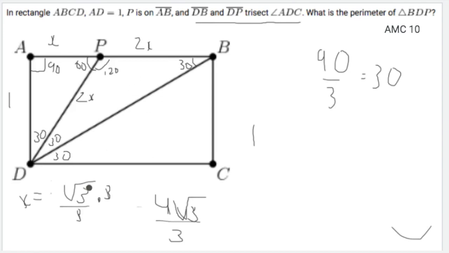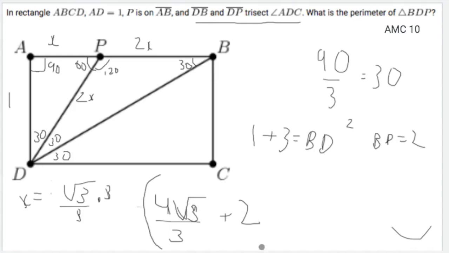And according to the Pythagorean theorem, you square that. 1 plus 3 equals BD squared. Now you might see what BD is immediately. It's just BD squared equals 4. And you square root both sides and get BD equals 2. And that is the final length. So you add this to the other two sides, and this is the answer.